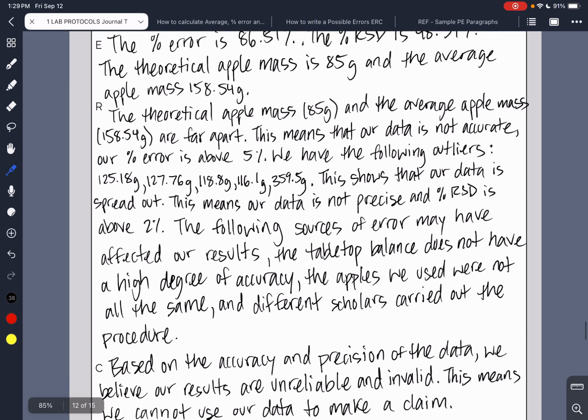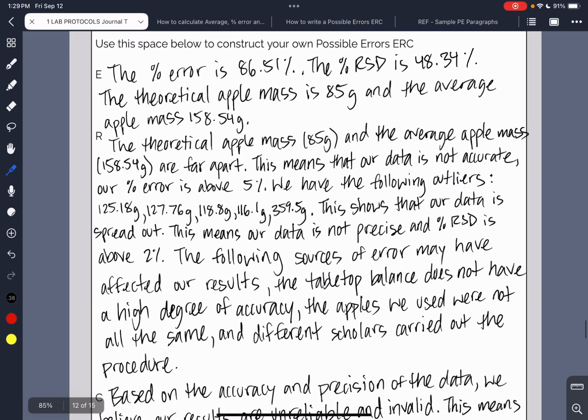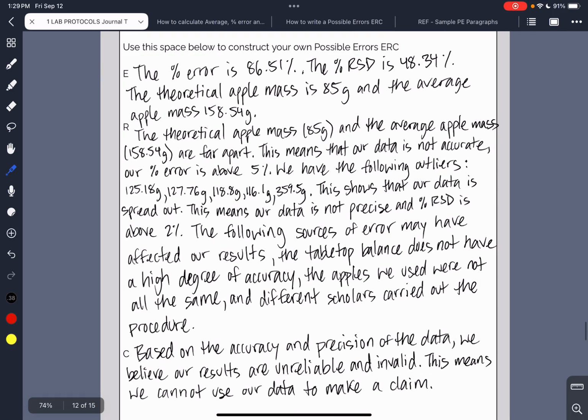So this wraps up how to write a possible errors paragraph. Good luck on your performance task.